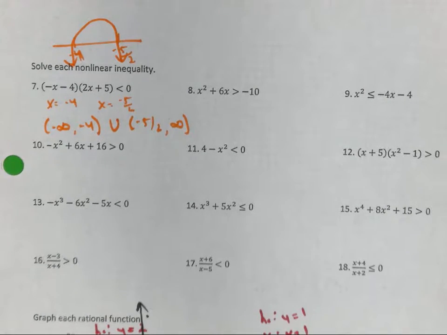Okay, I want you to do number 8 right now. On your own. Let's do number 8. We're going to do these together. I'll do one, you do one. We'll take care of your homework while we go.